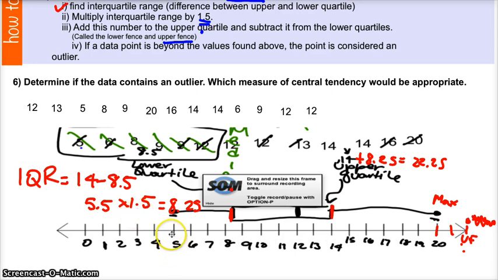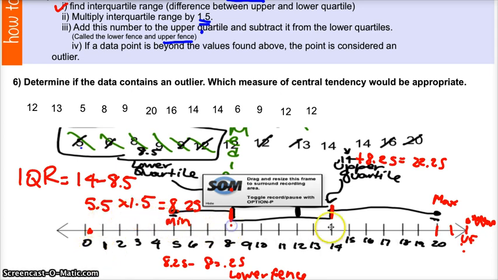Let's do the same thing for the lower. Let's take that 8.25 and subtract it from our lower quartile, which is 8.5, and I end up with 0.25. So that means the lower fence is going to be way down here. So even though 5 is the minimum value, it's not technically considered an outlier because it falls within 1.5 of the interquartile range.